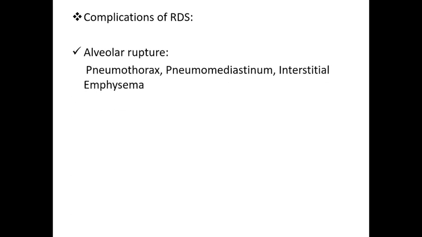In respiratory distress syndrome, the lungs tend to collapse during expiration, so the whole respiratory function becomes inefficient. Here are the complications that can occur as a result. The alveoli can rupture, and since alveoli contain air, when they rupture this air will enter the pleural space. This can cause pneumothorax. When this air leaks into the mediastinum, it can cause pneumomediastinum. When this air leaks into the tissue spaces, it can cause interstitial emphysema.